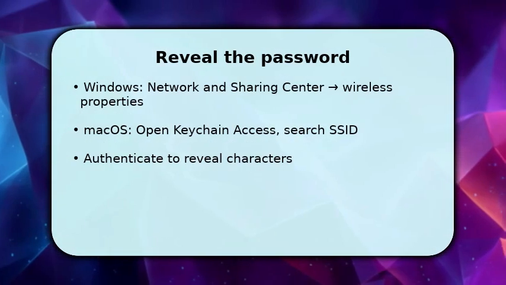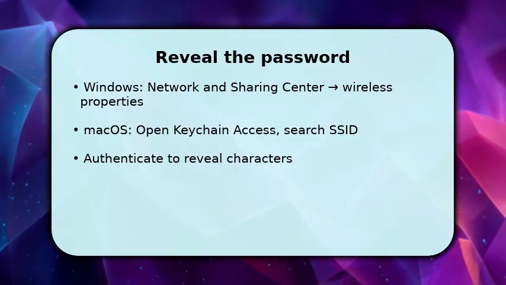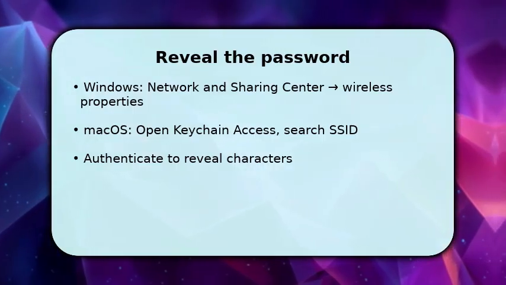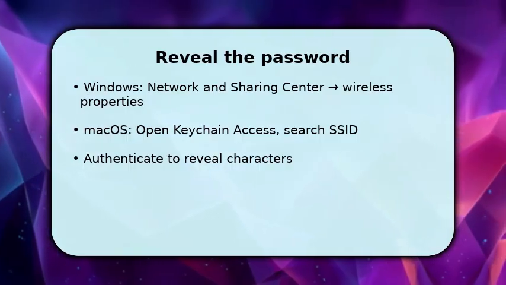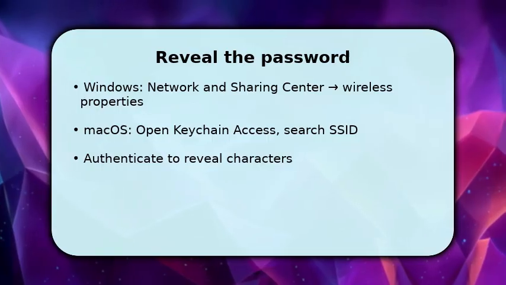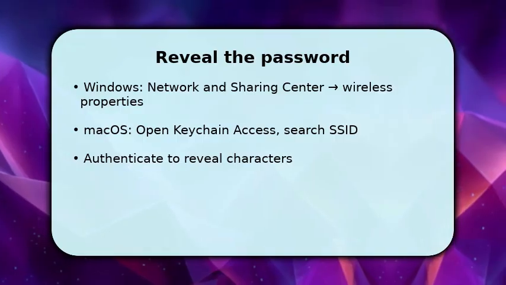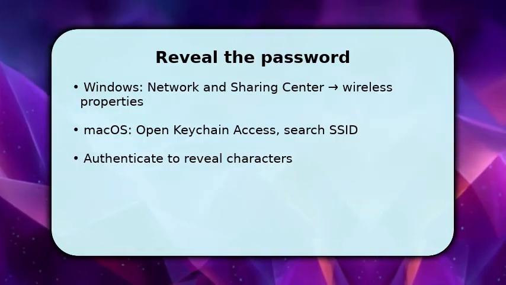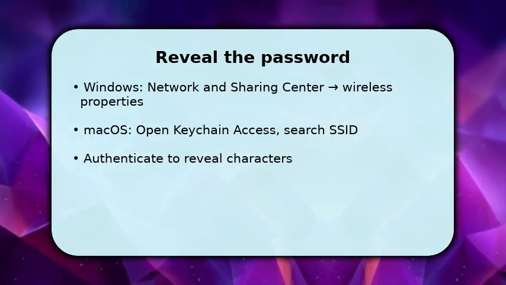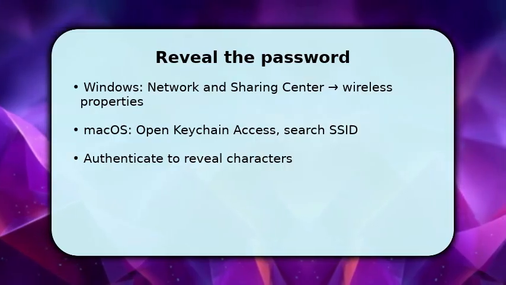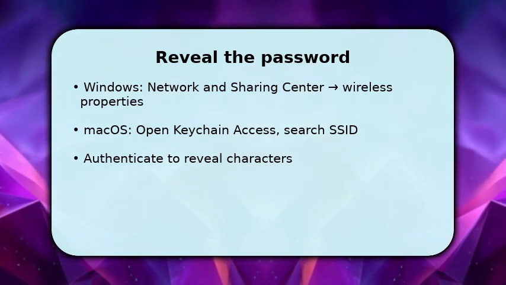You now follow the reveal path for your system. On Windows, navigate to Network and Sharing Center, click the active Wi-Fi, open Wireless Properties, then the Security tab and check Show Characters. Authenticate with admin credentials. On Mac OS, open Keychain Access, search the network name, SSID, double-click the item, and check Show Password, then enter your Mac OS account password. You do this because the OS stores encrypted credentials and requires local confirmation to prevent unauthorized access.